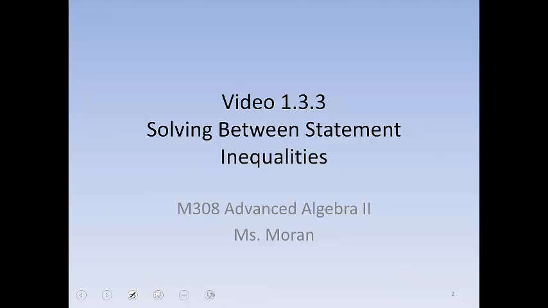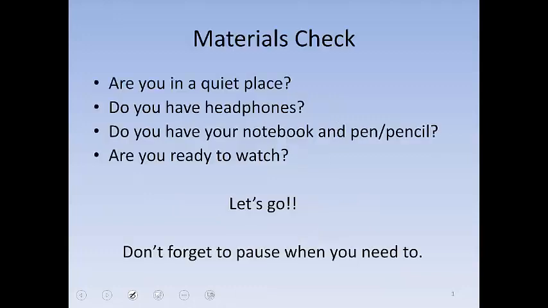We're going to be solving between statement inequalities. But first, we're going to make sure we have our materials. Are you in a quiet place? Do you have your headphones on? Do you have your notebook and pencil? Pen or pencil? You don't need both. And are you ready to watch? If so, let's go, and don't forget to pause wherever you need it.